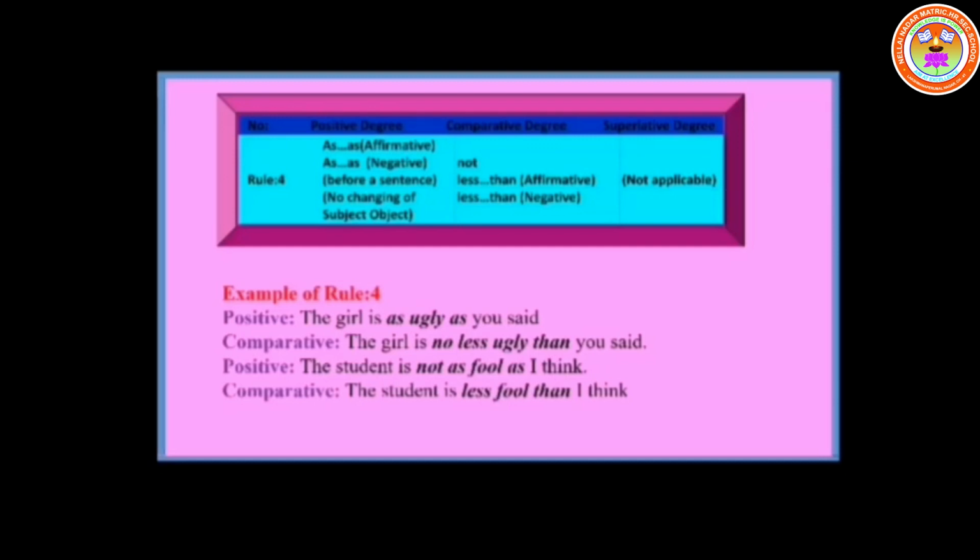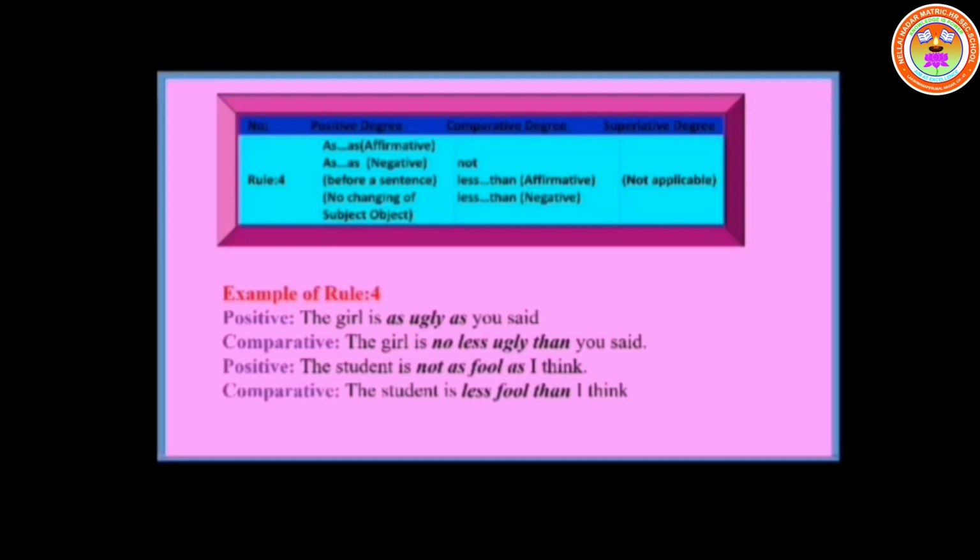Example: the girl is as ugly as you said. Now, they are not changing the place of the subject and the object. It remains the same. In comparative degree: the girl is no less ugly than you said. See how the transformation is happening, you see.